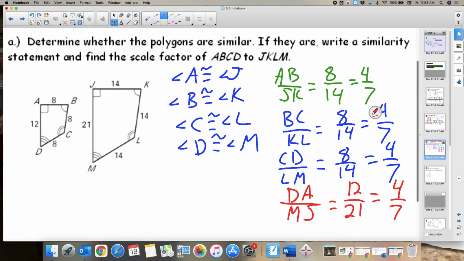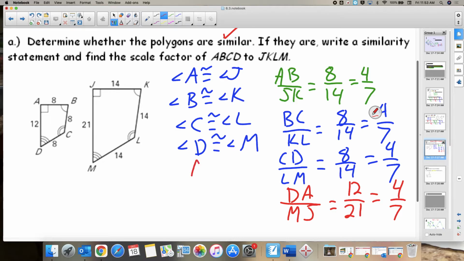So are your two figures similar? We have the corresponding angles being congruent, and the corresponding sides being what they call proportional, since they reduce to the same thing. So are they similar? Similar? Yes, they are. If they are similar, write a similarity statement.